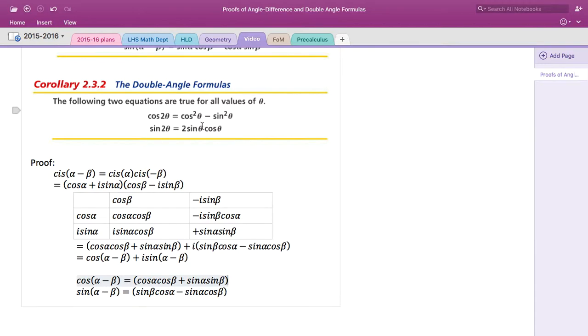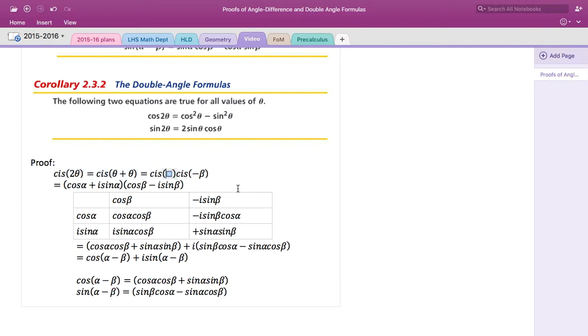So how about the double angle formula? It says cosine 2 theta equals cosine squared theta minus sine squared theta, and sine 2 theta equals 2 sine theta cosine theta. So for this proof, we're going to start out with CIS 2 theta, which is actually equal to CIS theta plus theta, because 2 theta equals theta plus theta.